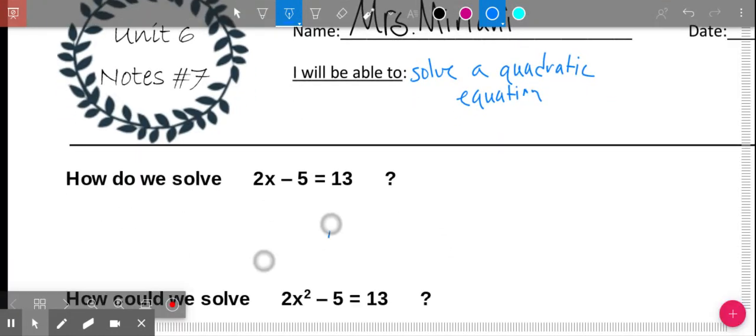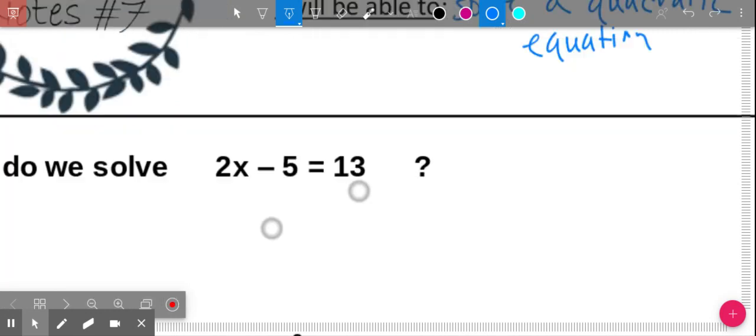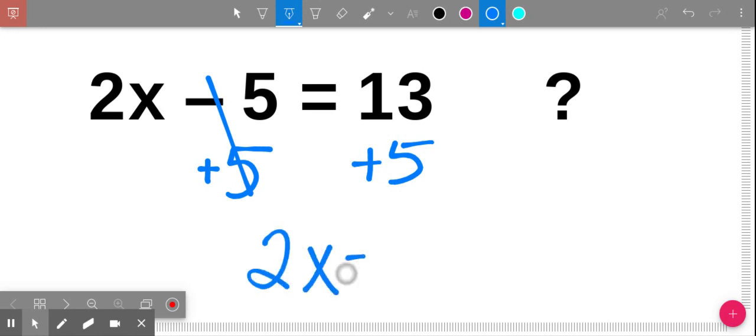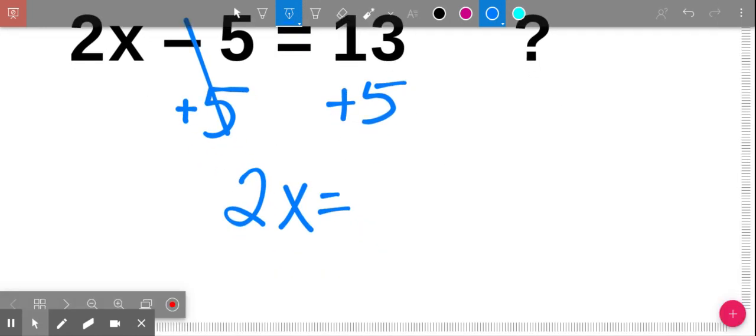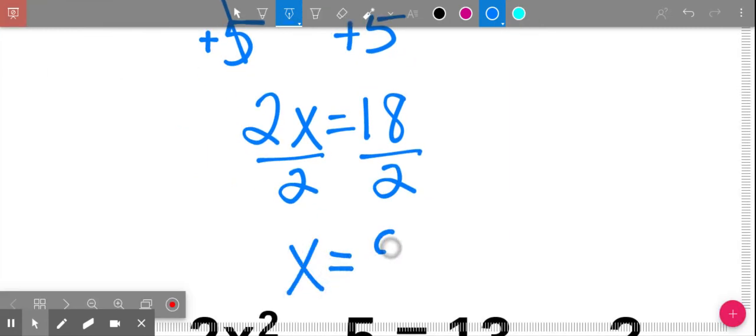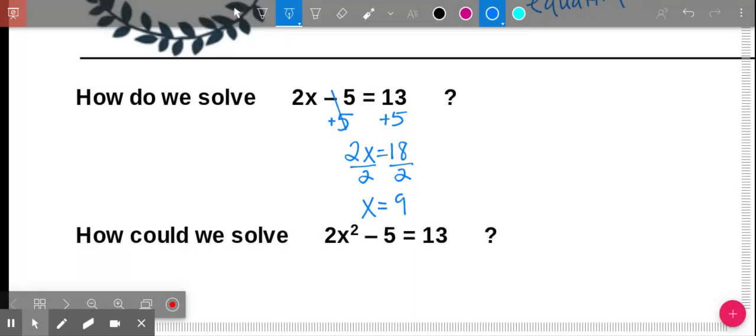So looking at the first one, how do we solve something like 2x minus 5 equals 13? That's something we're very familiar with. This is where I use my inverse operations. So I'm going to add the 5 over. That'll cancel out. I'll have 2x is equal to 13 plus 5 gives me 18. Divide out the 2, and I'll get x is equal to 9. So that's something we're very comfortable with. Very normal. We're going to do the same thing on the next one.